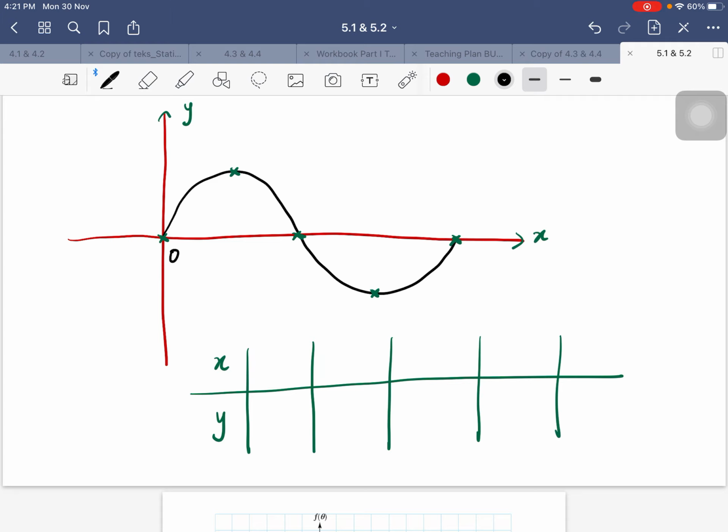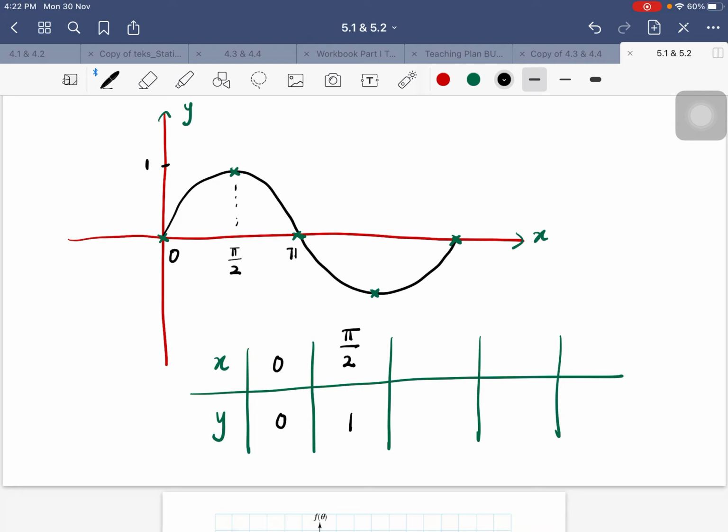Okay, so the first one is going to be over here, which is 0. So when x is equal to 0, y is also going to be 0. And over here, this is going to be a value of pi over 2. So what happened is that at pi over 2, your value of y is going to equal 1. Okay, so this is a basic graph of the sine function.